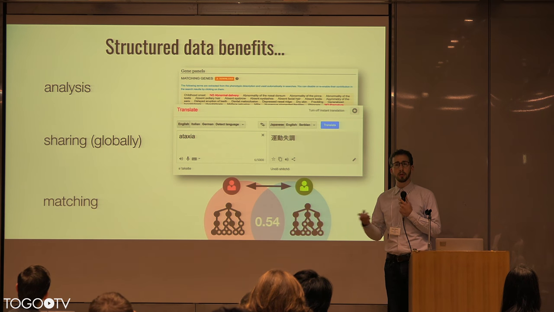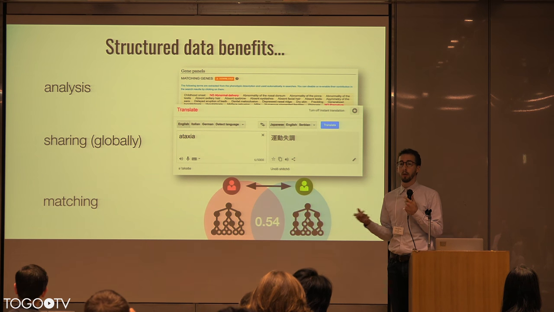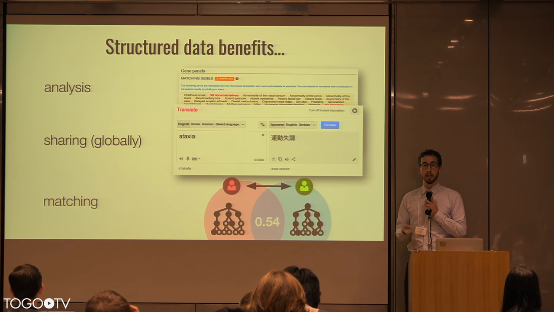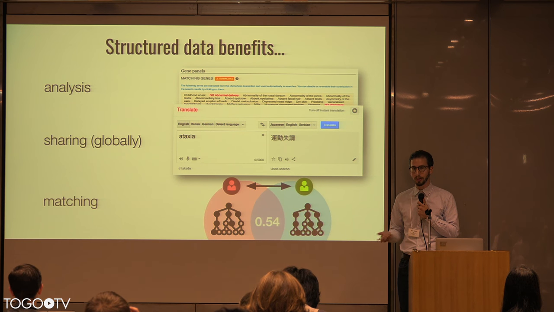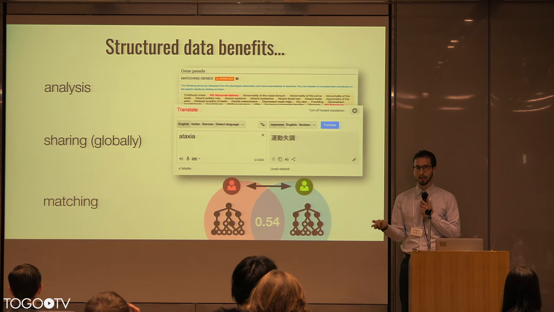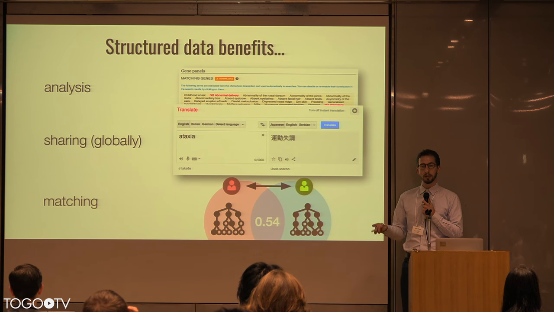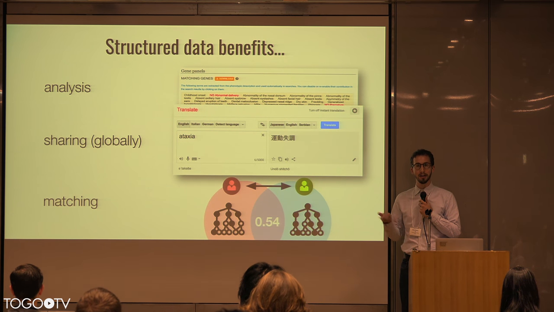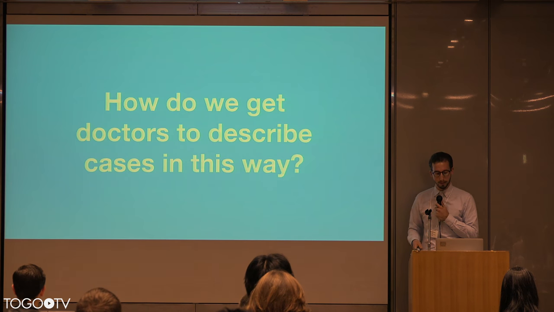It also allows us to do things like patient matchmaking, where we use semantic similarity measures to find other patients out there in the world that are phenotypically similar but not necessarily identical, which is difficult if you're using a linguistic model, especially across different languages.